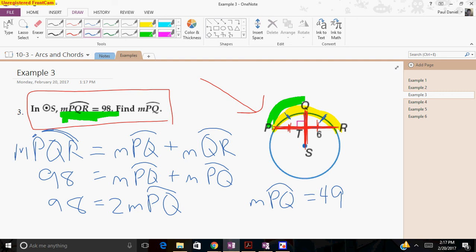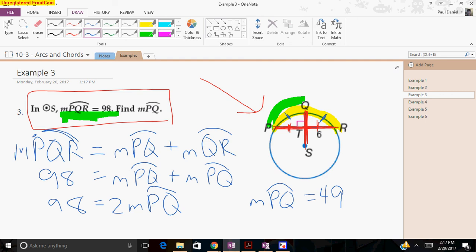Okay. I also want to talk about something else, something that is not asked here in example 3, but I'm going to ask it to add a little bit of extra information here. They gave me on the picture the measurement of TR. Could you find the measurement of the line segment PT? Okay, so I want you to think about that.